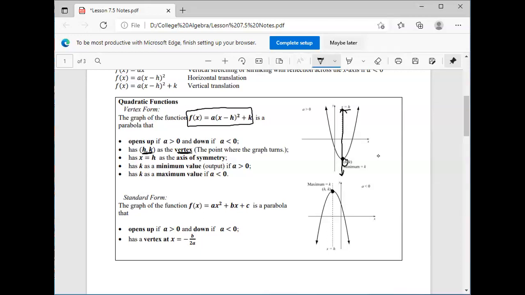I don't expect you guys to get all of this right now. K is the minimum value if a is greater than 0, and k is the maximum value if a is less than 0.